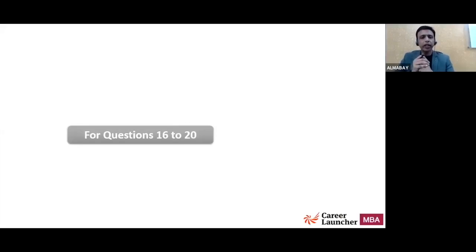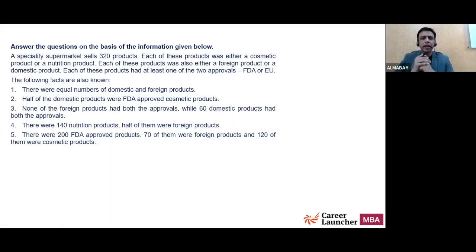Okay, now coming to the last set that occurred in CAT 22 slot 2. The last set again talked about something, the basic information on reasoning plus DI of specific DILR. Was some information that was talking about a specialty supermarket selling 320 products. It says each of the product is either cosmetic or nutrition. So need to figure out that none of the product could have both. So some of the people probably misunderstood it with set theory. No, it has to be either cosmetic or nutrition, but cannot be both of them.